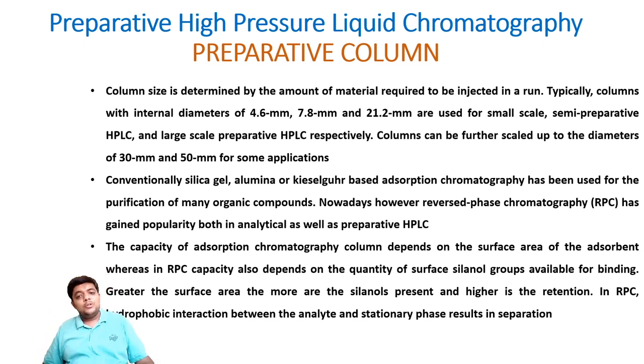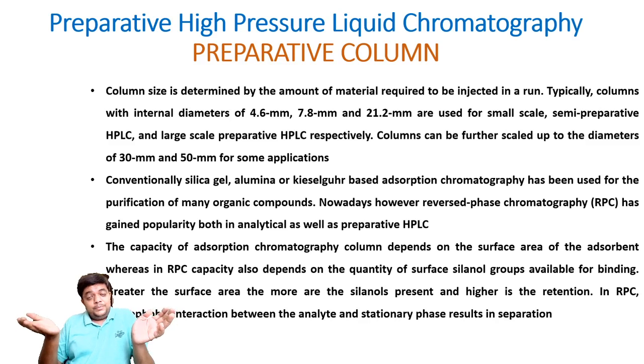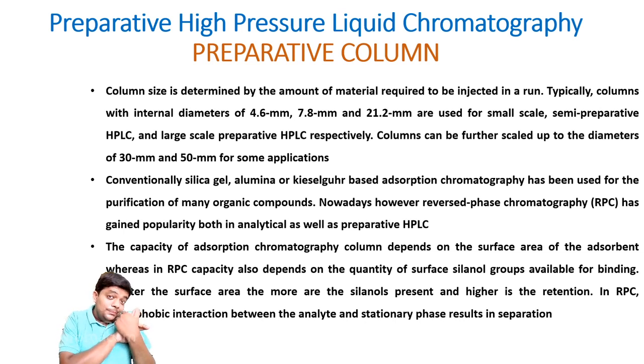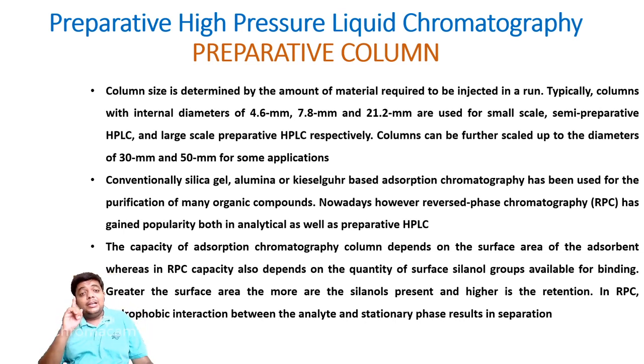The capacity of an adsorption chromatography column depends on the surface area of the adsorbent. When you have a larger surface area, the capacity to attract the sample will increase and the retention time will be more. You can see in the slide that RPC, that is reverse phase chromatography, capacity also depends on the quantity of surface silanol groups. This is also very important. So there are two factors that are important. Number one, surface area. Number two, silanol groups.